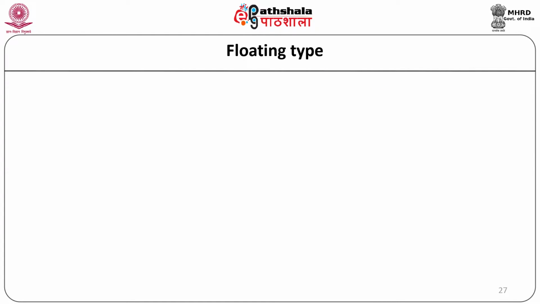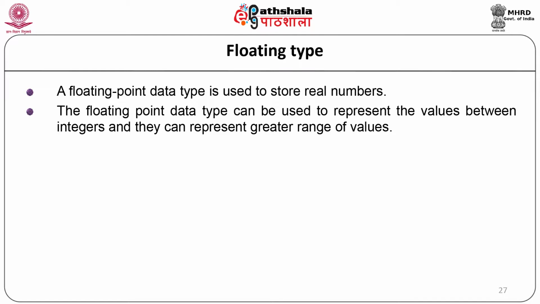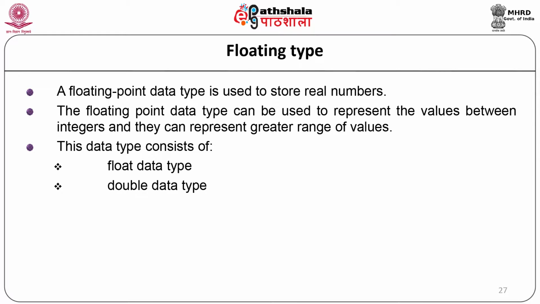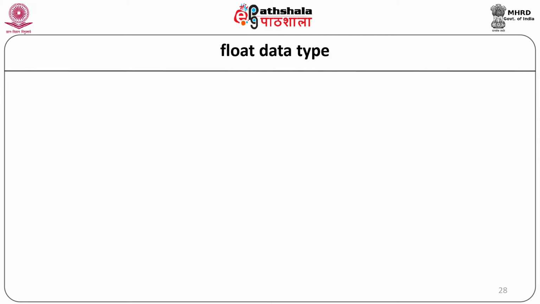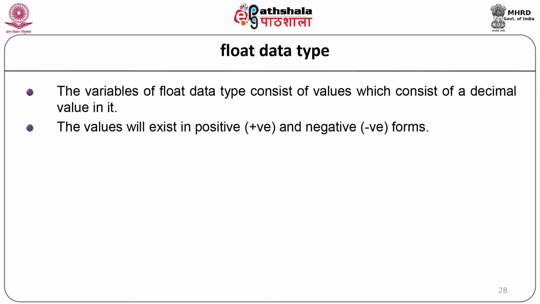A floating point data type is used to store real numbers. The floating point data type can be used to represent the values between integers, and they can represent greater range of values. This data type consists of float and double data types. First we will start with the float. The variables of float data type consist of values which consist of a decimal value in it. The values will exist in positive and negative forms.